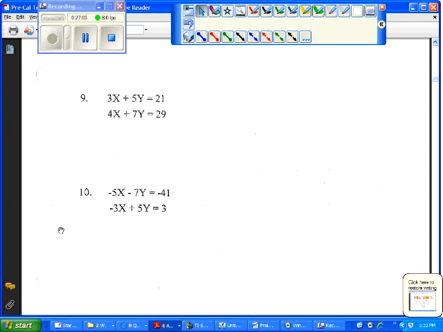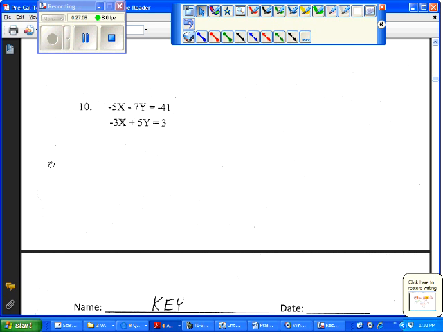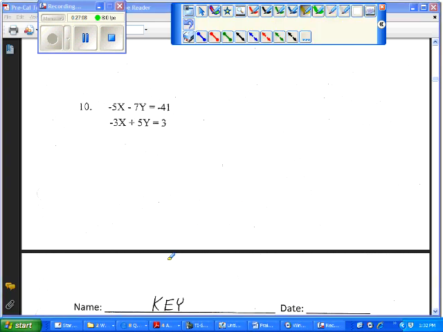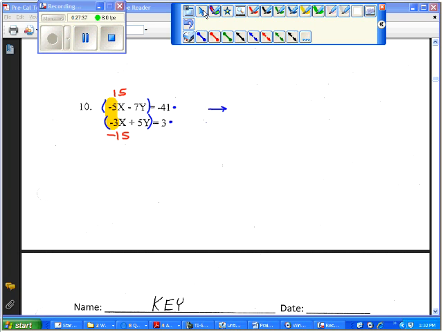All right, let's look at number 10. You want to eliminate your x's or y's? X's. Cool. Good choice. So if we were going to eliminate the x's, we would need to produce additive inverse x's. And we want the least common multiple between 3 and 5, which would be 15. And one of those needs to be positive, and one of those needs to be negative. And so we're going to multiply through by whatever it takes to accomplish that.